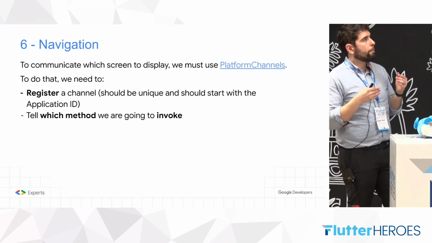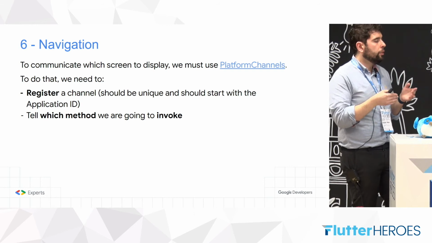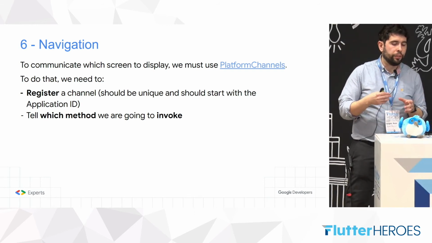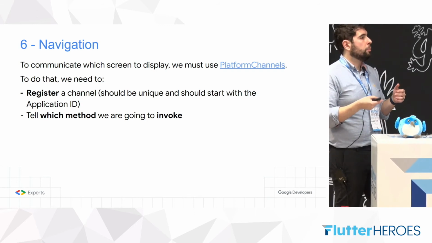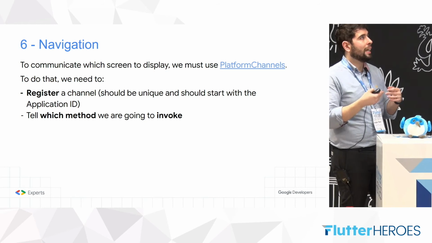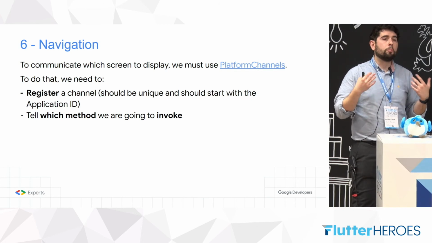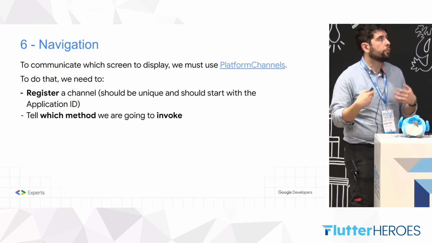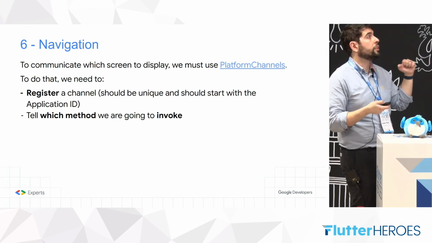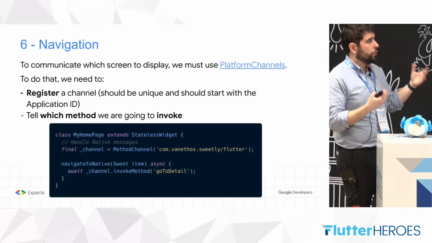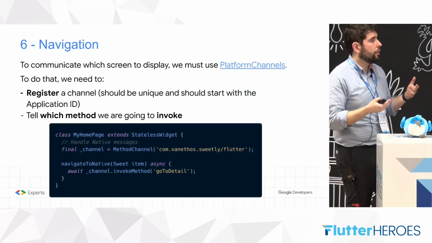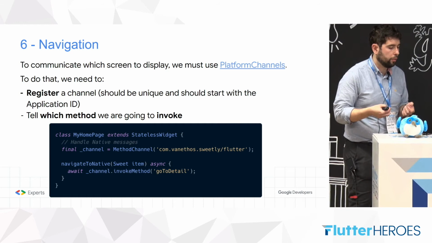Now, if we need to communicate this type of navigation between Flutter and the native platform, how are we going to do it? Well, going back, we have to use platform channels in order to do that. So the first thing that we do is register a channel, and then we say to that channel, what is the method that I'm going to invoke?